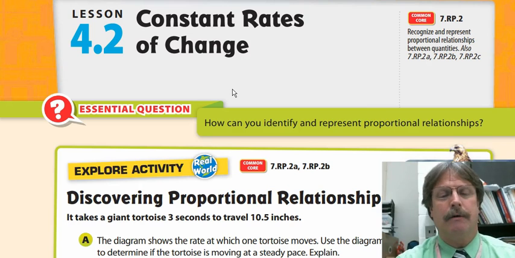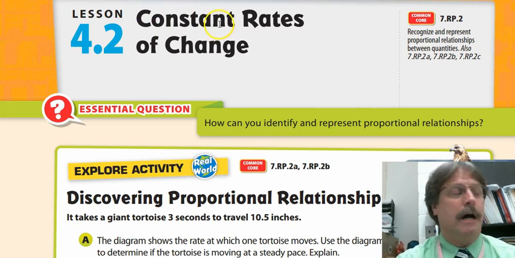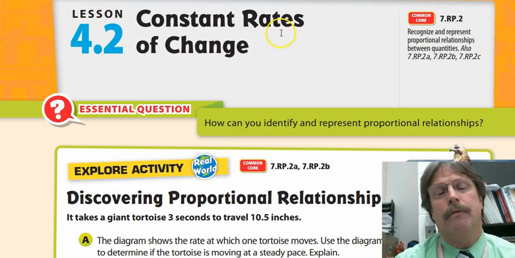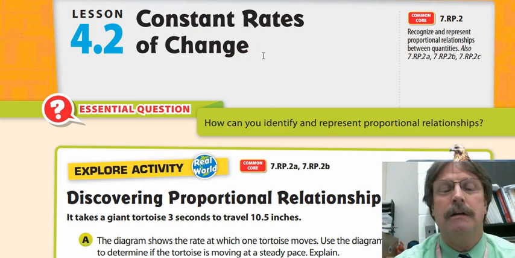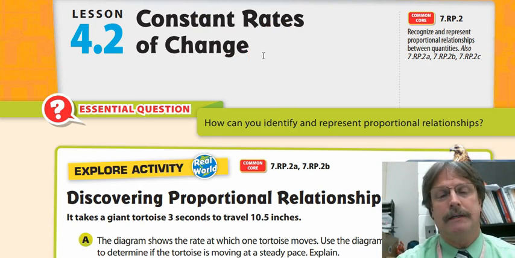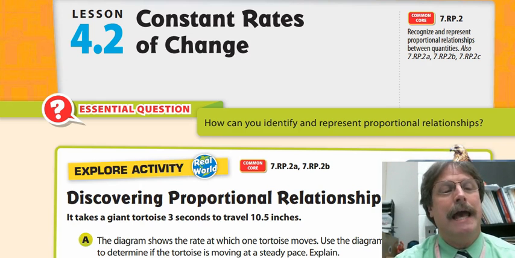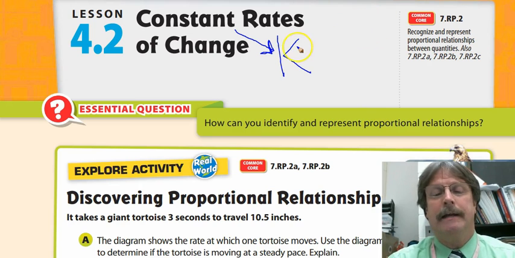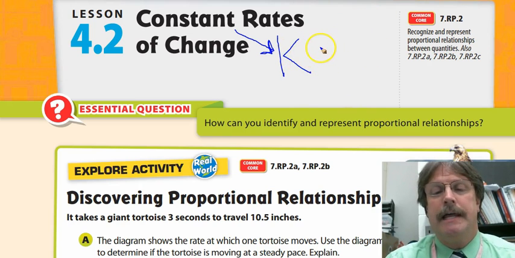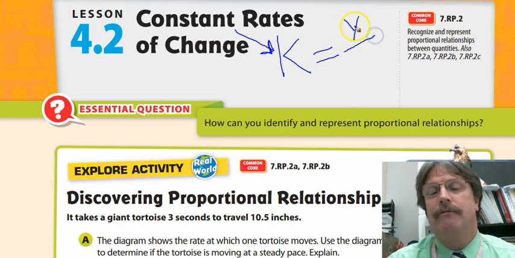A couple of things that I want to talk about. I want to talk about this word constant. Constant, the way that we're going to mean it, is that it's unchanging in a proportional relationship. Constant is represented by the letter k. I've drawn that here, the letter k. Now to extend this just a little bit further, the way that we find constant is we're going to set that equal by taking whatever letter or whatever value we find for y and divide that by x.